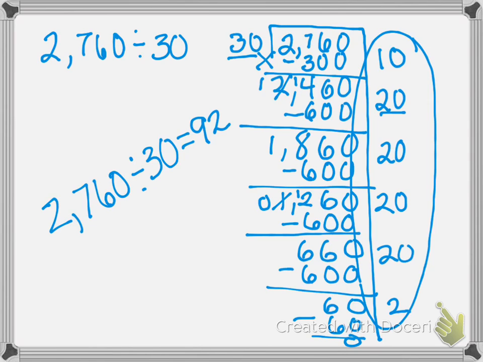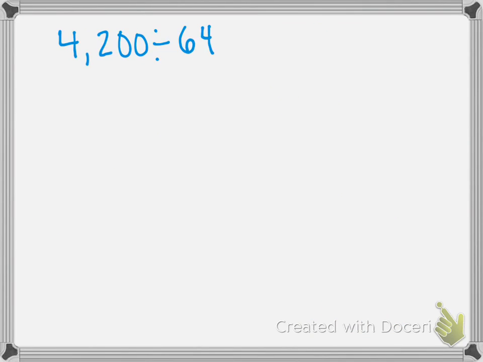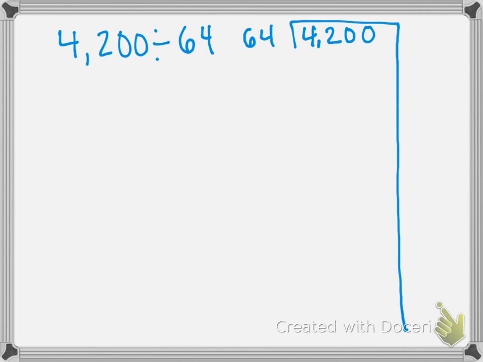Let's go ahead and move on and do another one. Okay, so this one we have 4,200 divided by 64. So I'm going to get it right up here at the top of the paper. Get my line ready. And let's see how many 64s I can put into 4,200. I'm going to start with 10. All right, 10 times 64. Remember, when we're multiplying a number by 10, we just tack on our 0. 640. Make sure you're lining your numbers up.